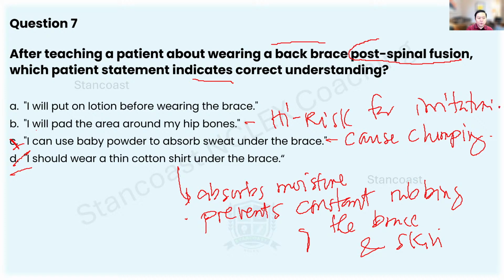If you're going to put lotion before wearing the brace, well, has this been advised? No. The lotion can actually increase the moisture in the skin and will lead to breakdown under the brace as well. So this will be a good environment for the microbial agents. Again, lotion application under the brace can lead to excessive moisture.